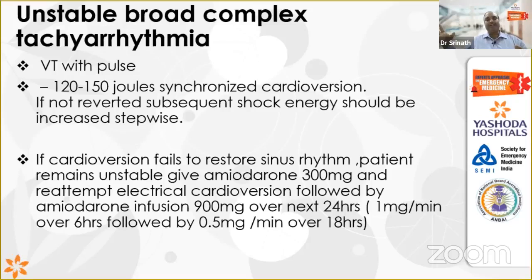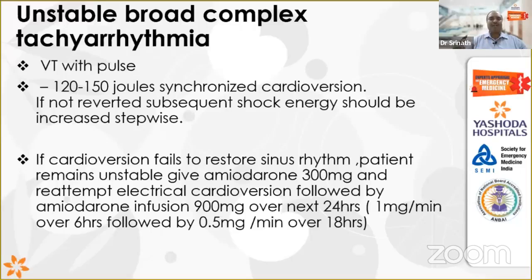If the cardioversion fails to restore sinus rhythm, and the patient is still unstable, then please consider amiodarone 300 milligrams, and you can re-attempt the electrical cardioversion, followed by an amiodarone infusion to a maximum dose of 900 milligrams over 24 hours. That is 1 milligram per minute, not per kg, for 6 hours, and 0.5 milligrams per minute for the next 18 hours. Please follow this to ensure the patient's safety and that the drug is utilized in the correct way.